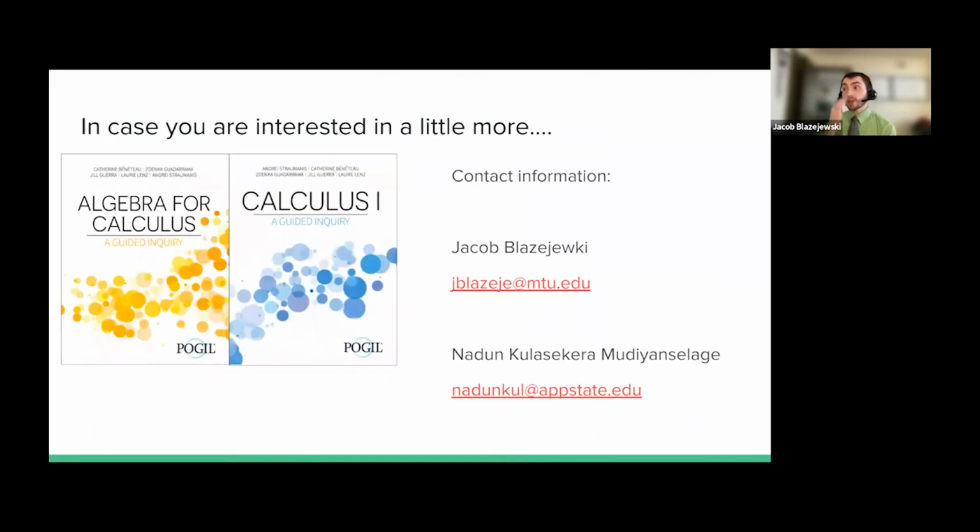In case you are interested, some of our audience members might find this intriguing, although I don't know that it aligns formally with high school curriculum standards, so that could be something to be careful of. But there are some groups that have worked on creating whole POGIL textbooks, some for pre-calculus, which is the one on the left, as well as Calculus 1. Nadun and I are actually trying to help continue towards this body by working on some Calculus 2 activities and other various things as we go forward.